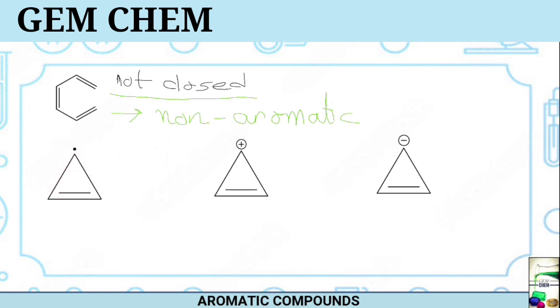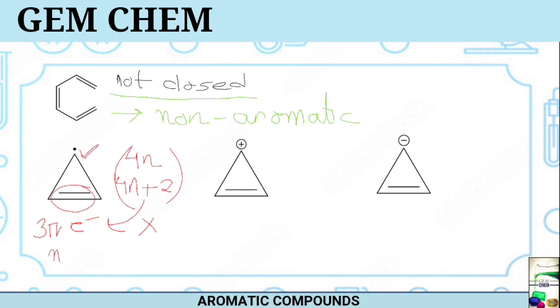Now we will go for the next one, that is cyclopropene radical. If you see here, how many electrons are present? 1 electron from the radical and 2 electrons from the double bond. So, we have 3 pi electrons. The system is closed and it has a double bond in it, but the number of electrons does not match 4n or 4n plus 2, right? So, we can conclude that this is non-aromatic.